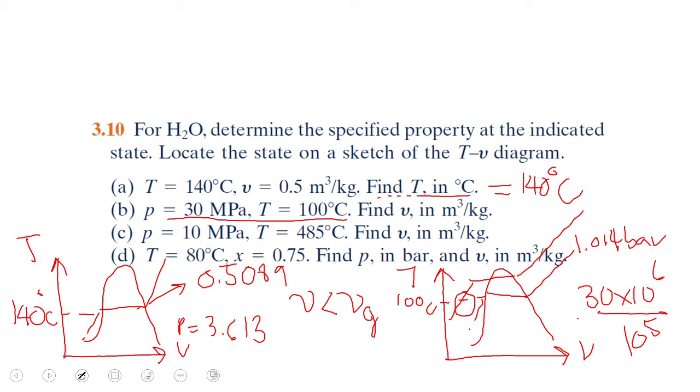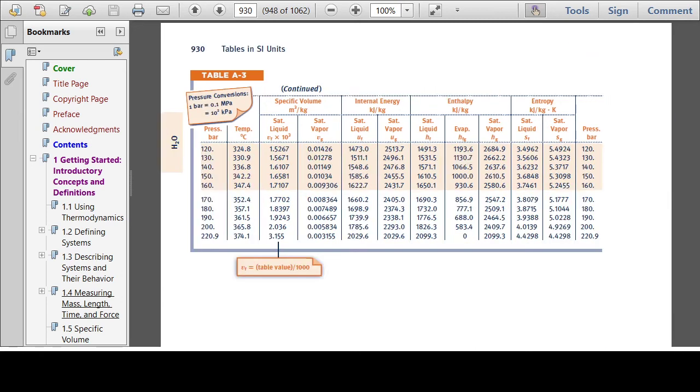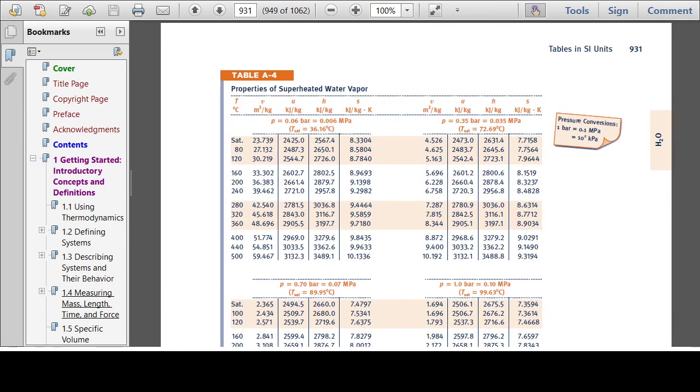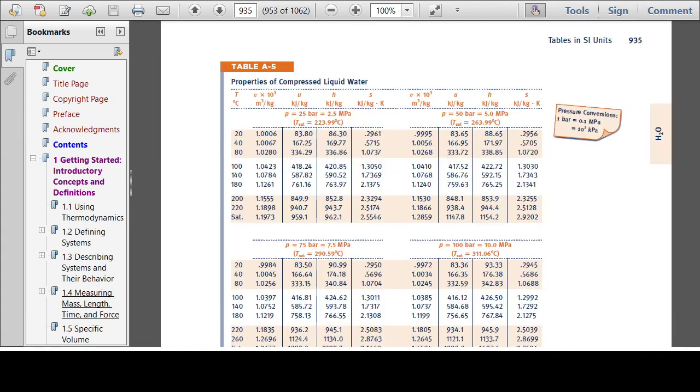So now coming back to the table. This table A2 is mixed vapor. Table A3 is again mixed vapor. Table A4 is superheated water vapor. Now table A5 is compressed liquid water.